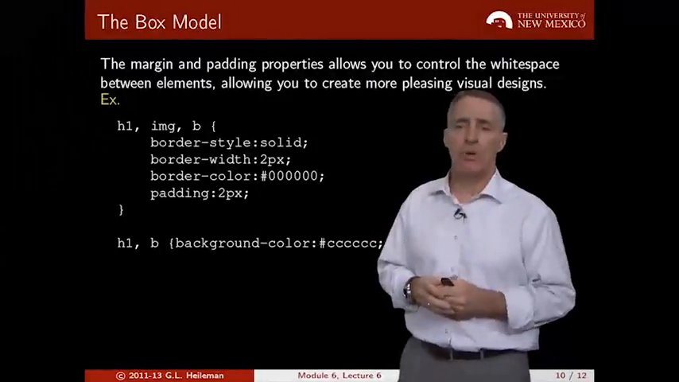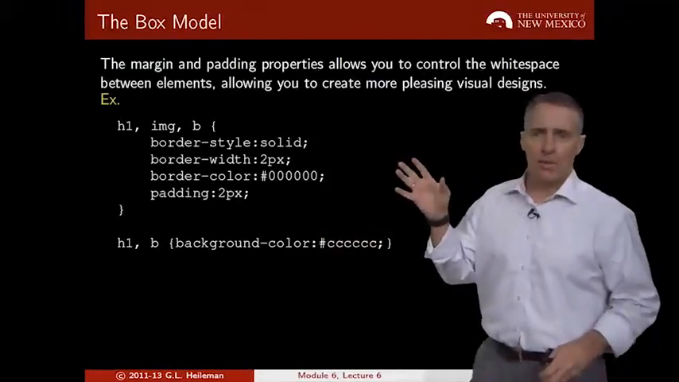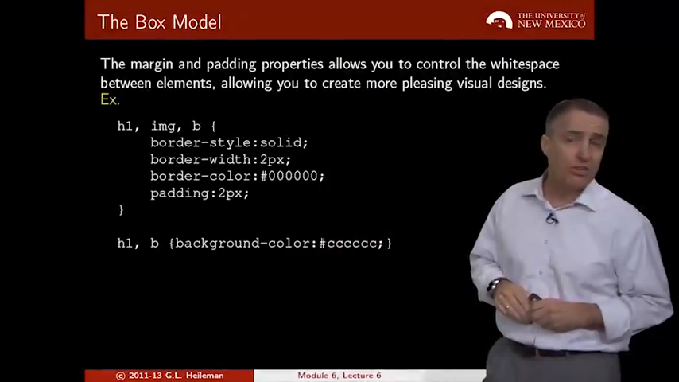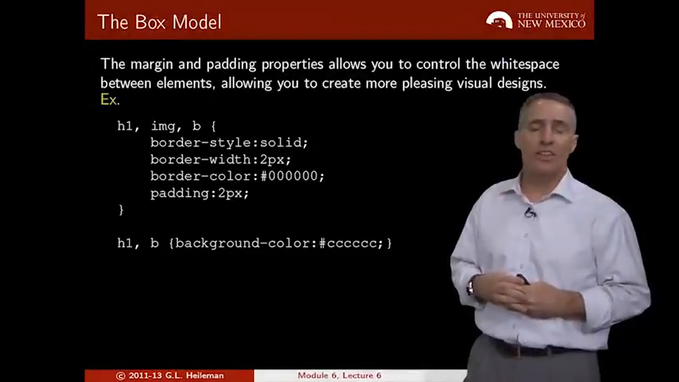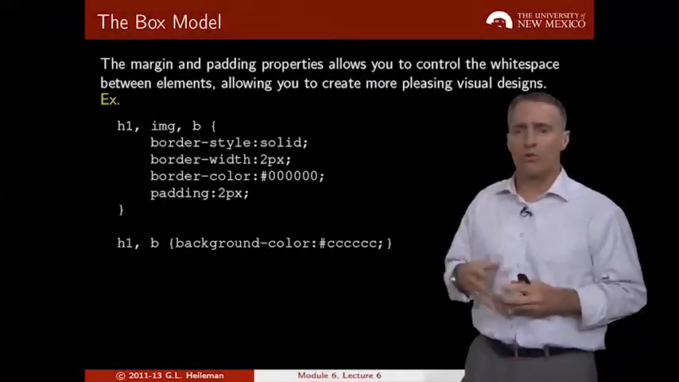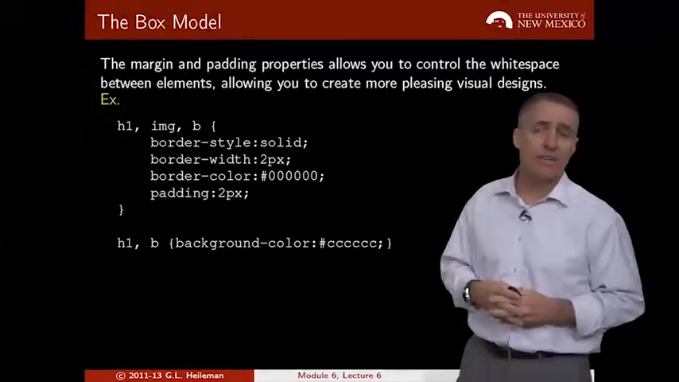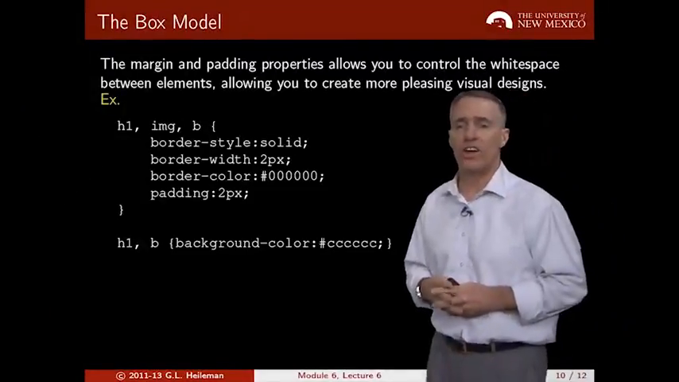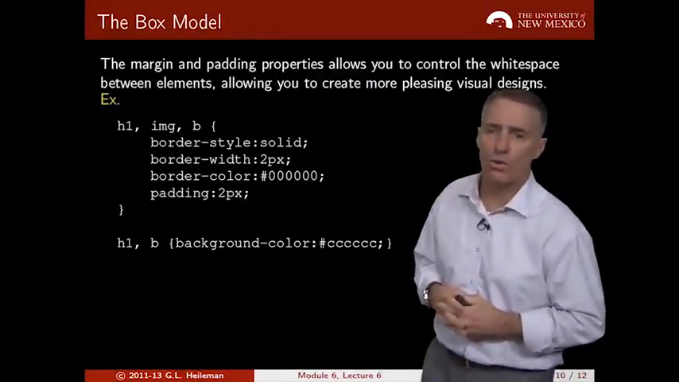So here's an example. I specified that an H1 element, an image, and the bold element will have border style solid, so there'll be a solid border around these elements that's 2 pixels wide. The third rule says that the color is going to be white, and finally there's going to be a padding of 2 pixels on all 4 sides. If you just use padding as I show you here, it assumes it's applied to all 4 sides.